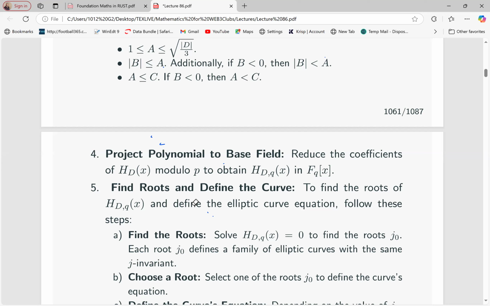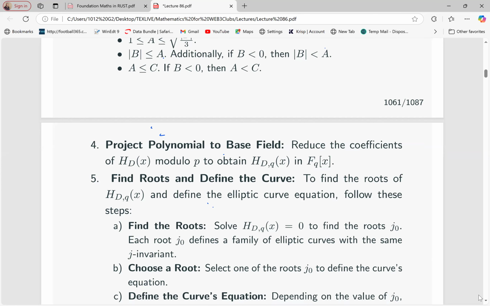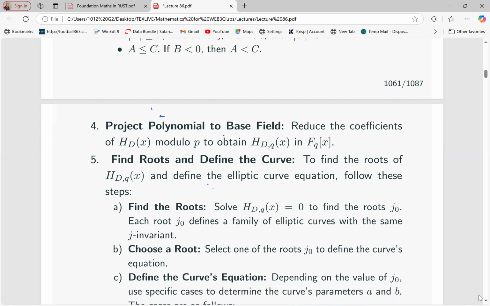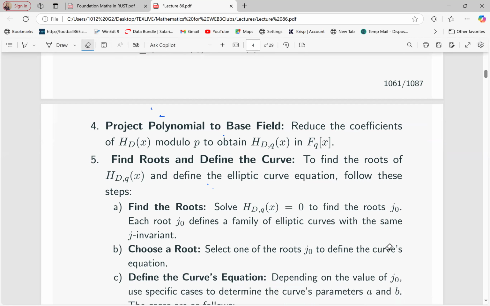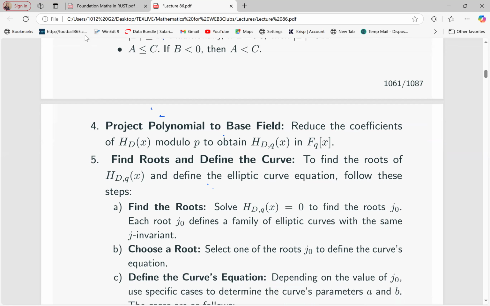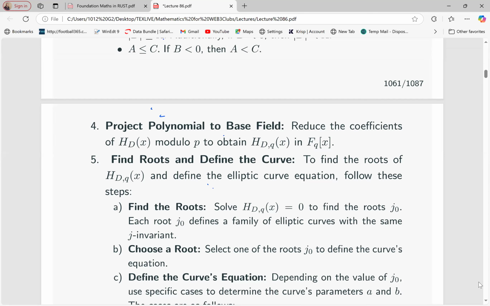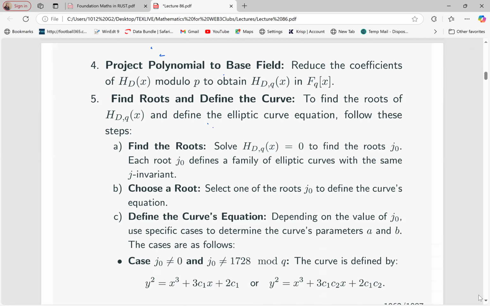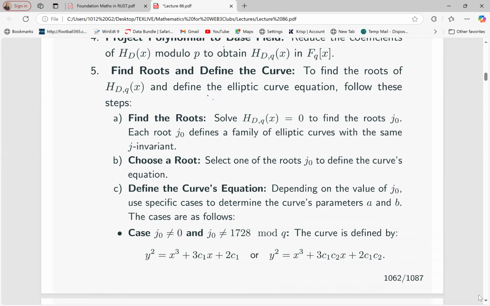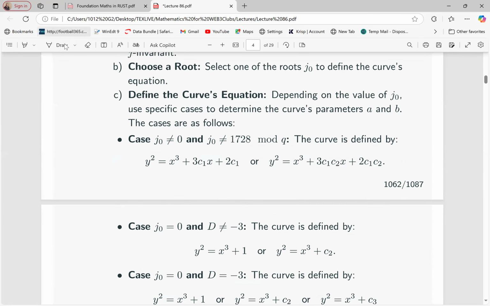Now, once you have this J invariant, you now choose the cases. So we have cases of elliptic curves depending on the J invariant you obtain. Depending on the J invariant that you obtain, we have different cases of elliptic curves. So you choose the elliptic curve that is appropriate for your J invariant. So what are those cases? Let me just share the cases for the J invariant that you obtain.